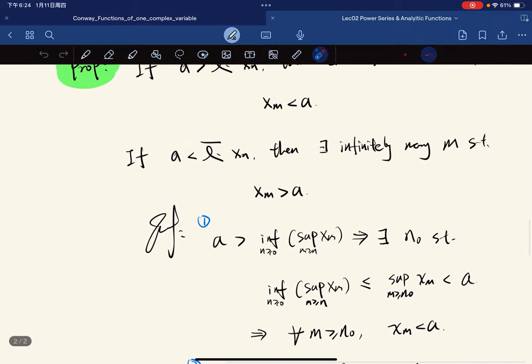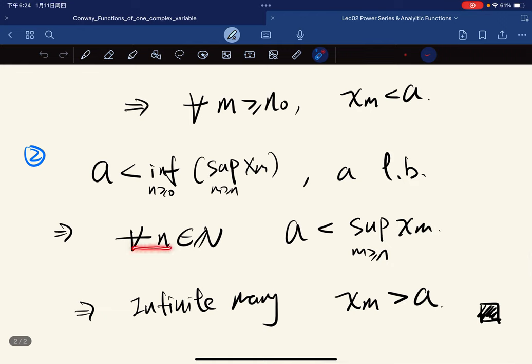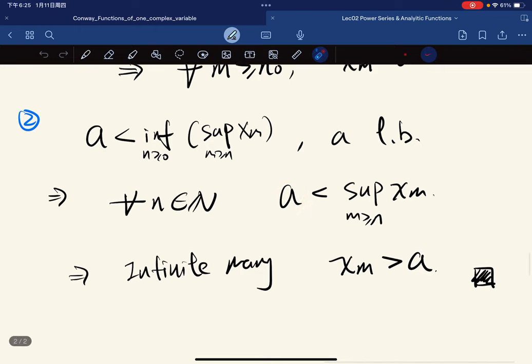Now if a is less than the upper limit, then there exist infinitely many m such that x_m is greater than a. We just follow our definition. a is less than the infimum, which means that a is a lower bound, because a is less than the greatest lower bound. If you're less than the greatest lower bound, you're still a lower bound. Then for each n, we have a is less than the supremum of this set. Which means that for each given n, we can pick an element from this set such that x_m is greater than a, because a is less than the supremum. Then we have infinitely many x_m that are greater than a. Okay.